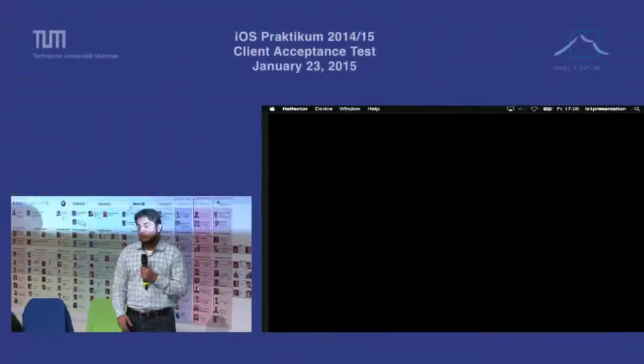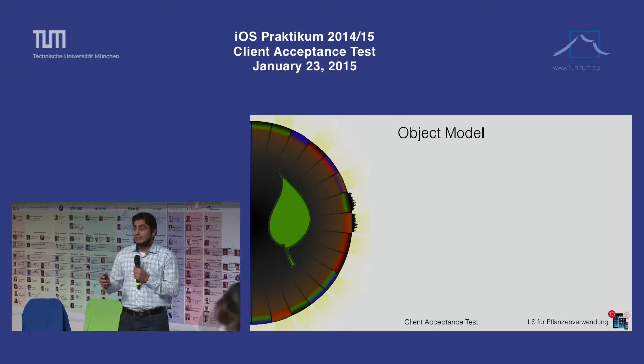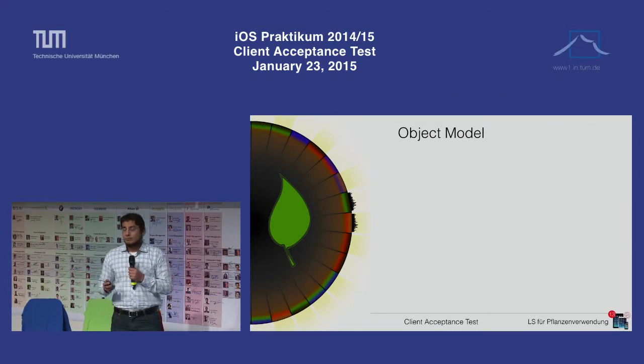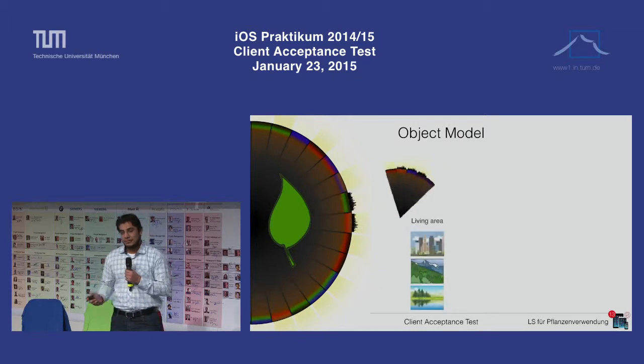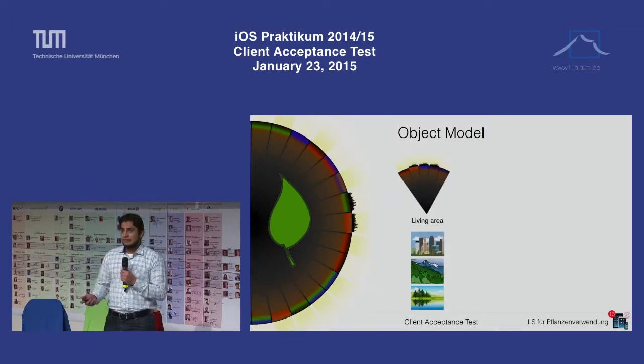So the basic idea behind our app is that we have a planet which is unfortunately in a dying state. So the only way to save the planet is to make it green again. So the more trees you plant, the greener it becomes. And the final goal is to make it fully green in a certain amount of time. The planet is further divided into multiple living areas like cities, rivers, lakes, mountains, etc. And each living area is further divided into multiple tiles.